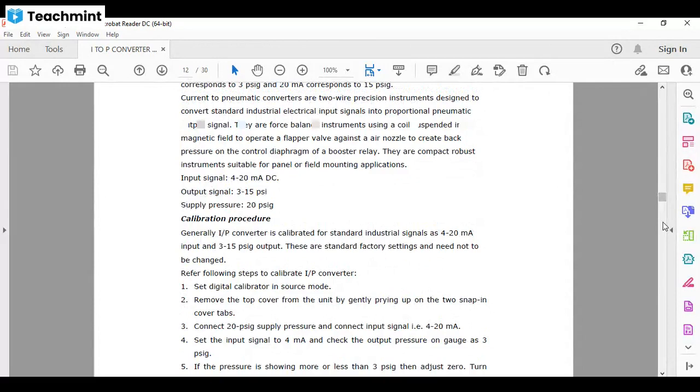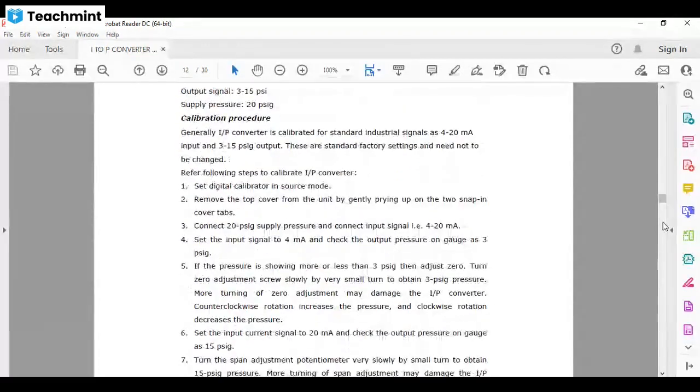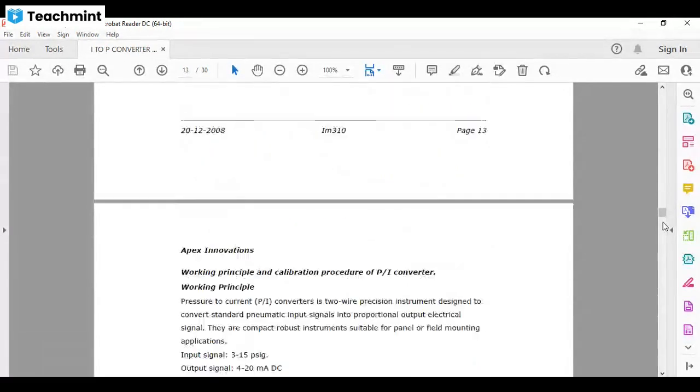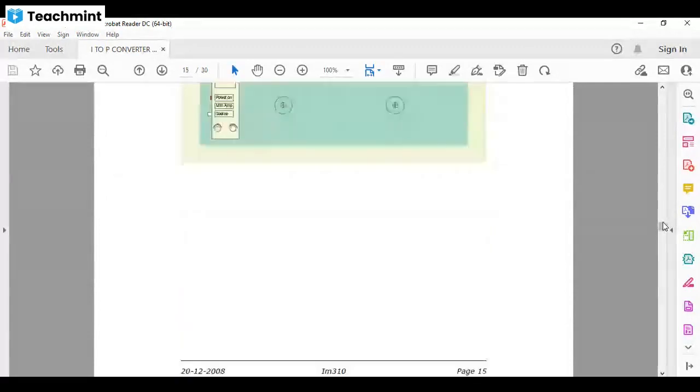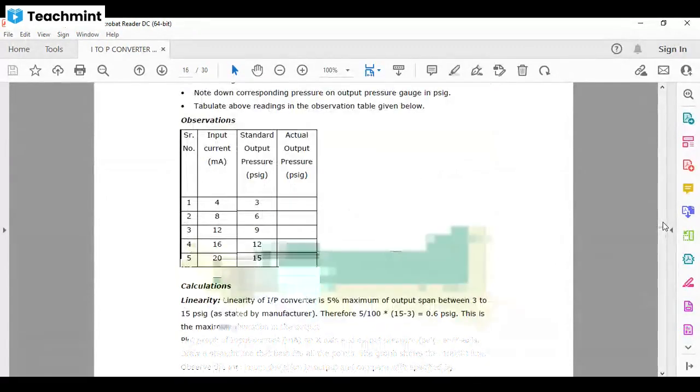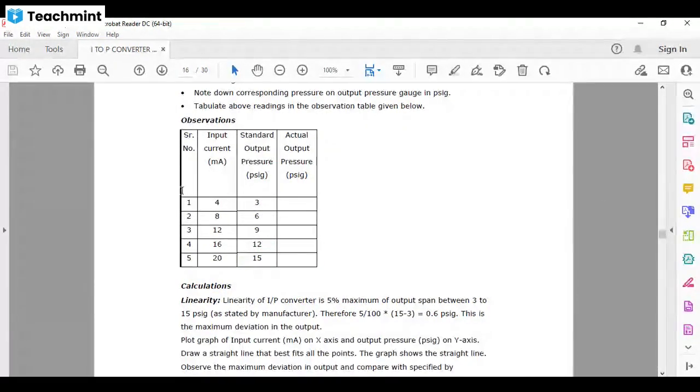A current to pressure converter. This is the observation: if the input current is 4, then the standard output pressure is 3; 12 then 9; 16 then 12; and 20 then 15. And the linearity of the I to P converter is a percent of the output span between 3 and 15 psi.